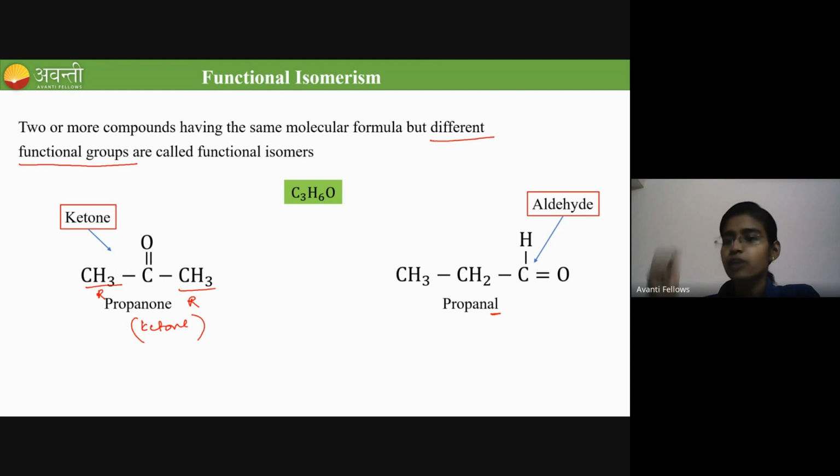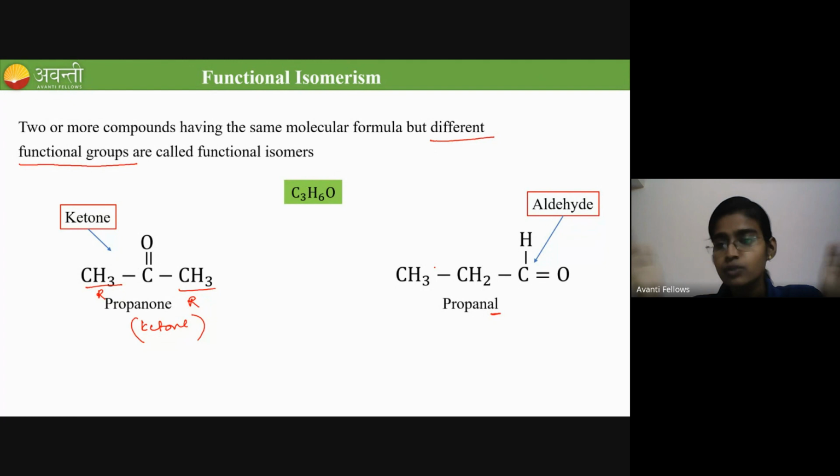So the formula is the same for both, but you can see the functional groups are different. One is ketone and the other one is aldehyde. Can you differentiate between positional and functional? In positional isomerism, both the compounds will have the same functional group, only the position will differ. Whereas in functional isomerism, the functional group itself will differ for both the compounds.